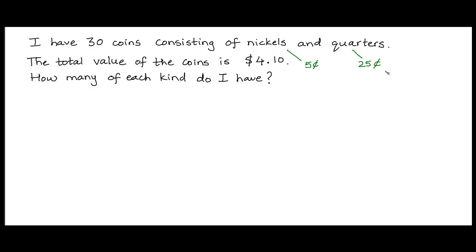So there are two unknown numbers we need to calculate: the number of nickels we have and the number of quarters we have. So let's denote the number of nickels by the letter N. Let N be the number of nickels we have. And let's denote the number of quarters by the letter Q.